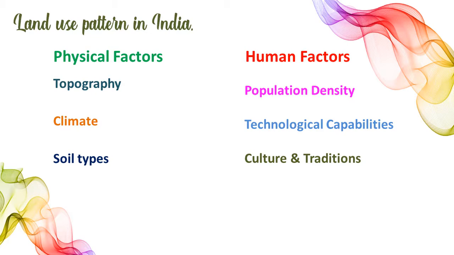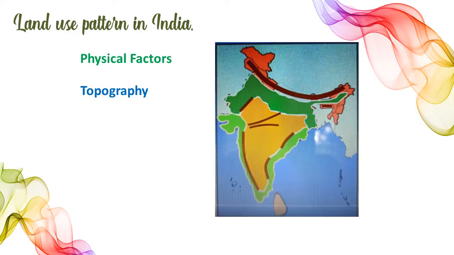Land use pattern in India. Land use is generally determined by physical and human factors. The first factors that influence the land are topography, climate and soil types. These three are physical factors. It is also affected by human factors such as population density, technological capabilities and culture and traditions. Let us discuss each one of them in detail.